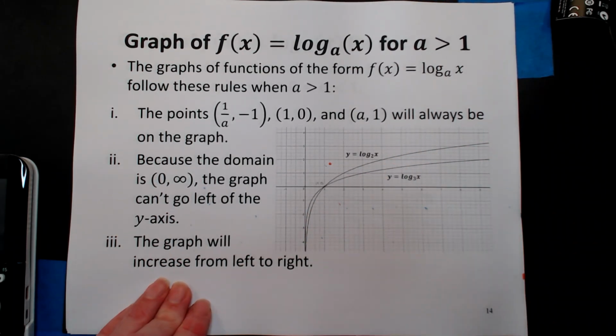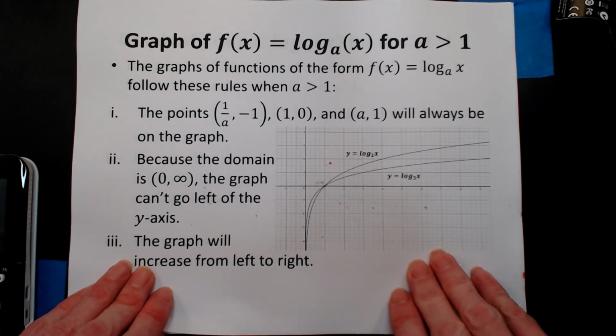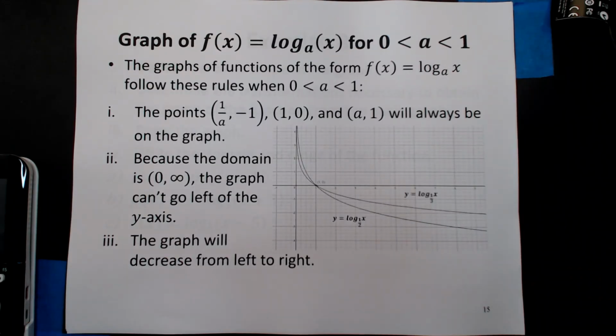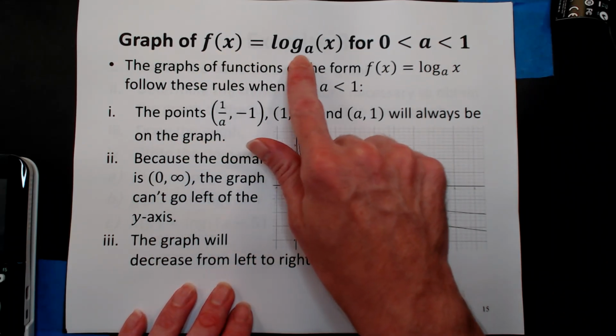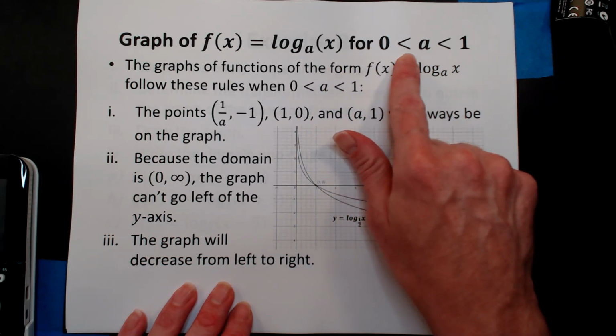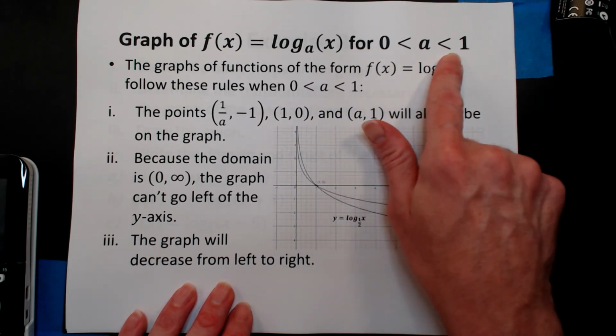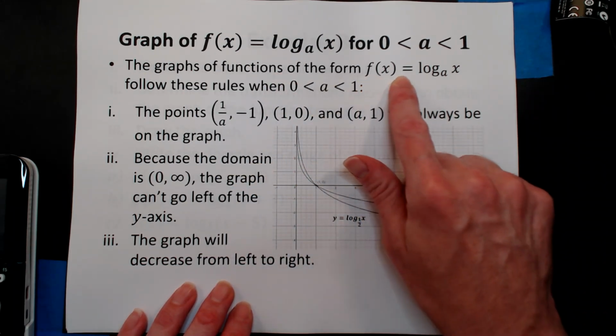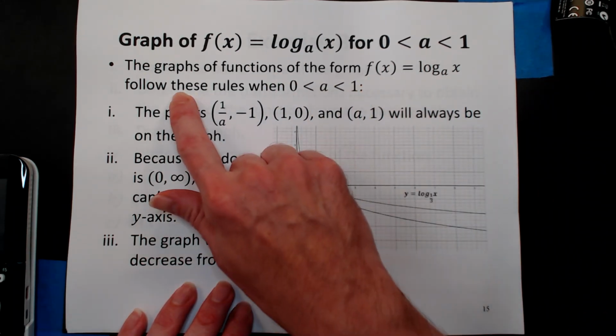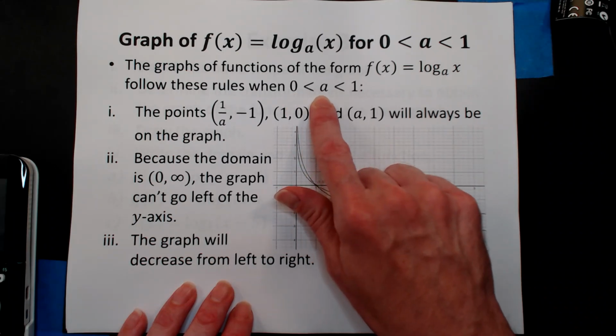And my range is going to be all real numbers, because your domain and the range switch from your exponentials to your logarithmic. And here is very similar. If I have f of x equals log base a of x for 0 less than a less than 1, the graphs of functions of the form f of x equals log base a of x follow these rules when 0 is less than a.